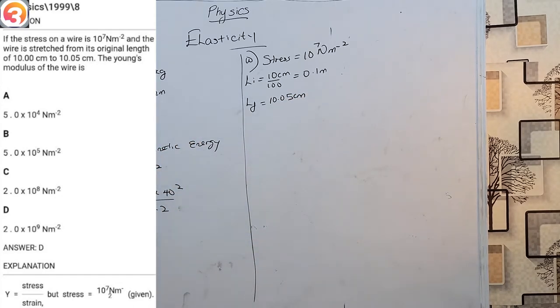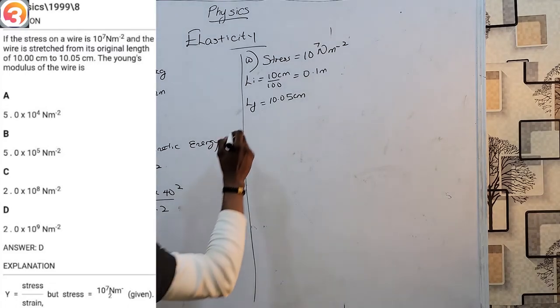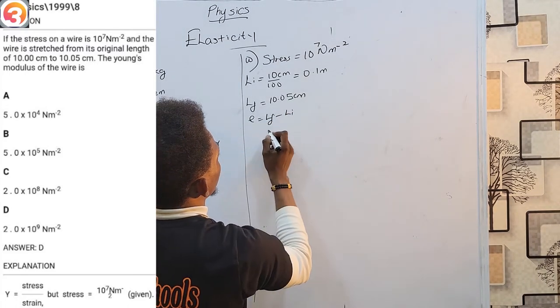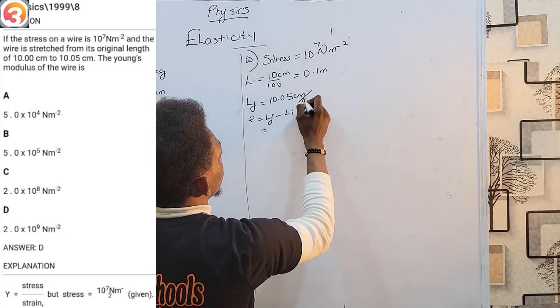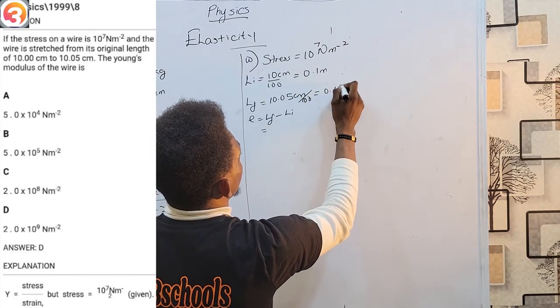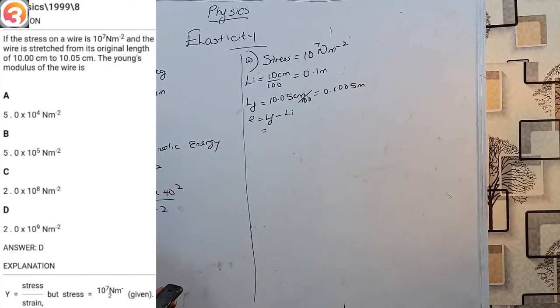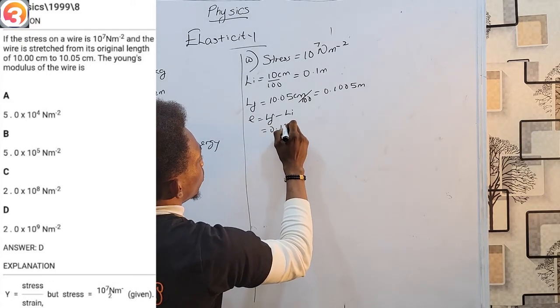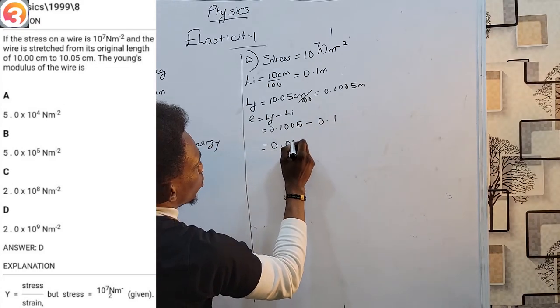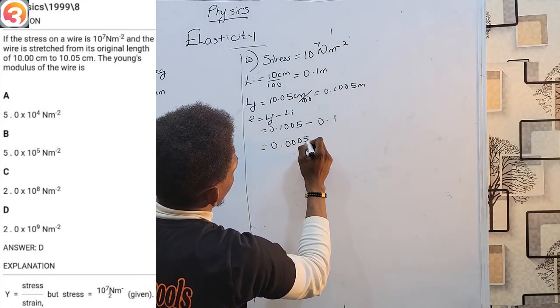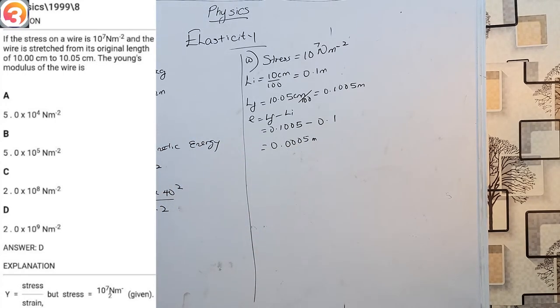Now, that means if you remember, what we need is extension, right? Extension is final length minus initial length. Let's convert. 10.05 over 100 will be 0.1005 meters, right? So bringing this into my formula for extension, 0.1005 minus 0.1, and that should give you 0.0005 meters. Now, in case you ever doubt your calculations, please always confirm on your calculator. And yes, we are correct.